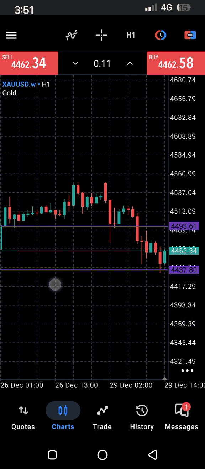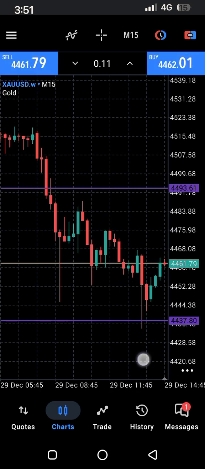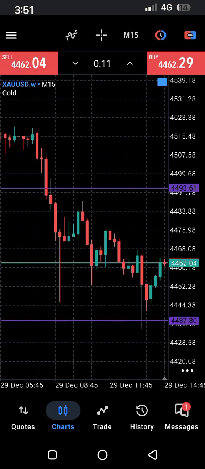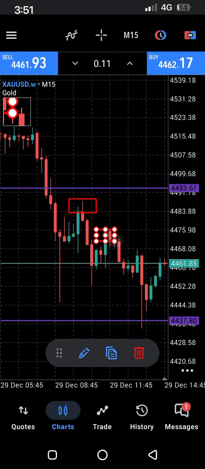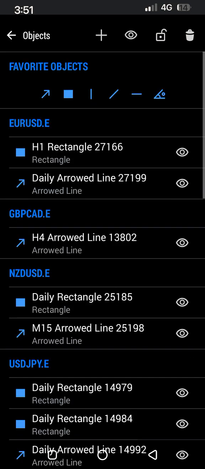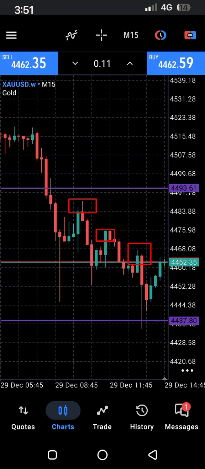So I observe and I trade according to not what I want, but according to what the market is showing me. So see that underneath this area, price is making what? Higher highs, lower highs, and lower lows. Okay, this is another lower high, and then we have another new lower high over here.